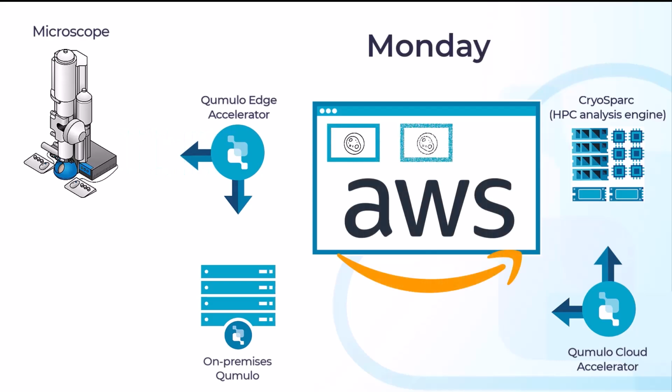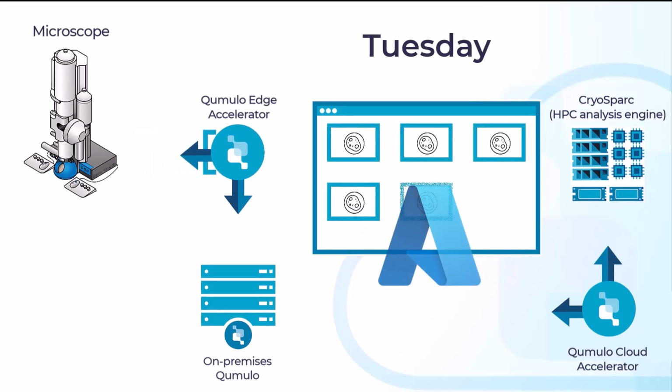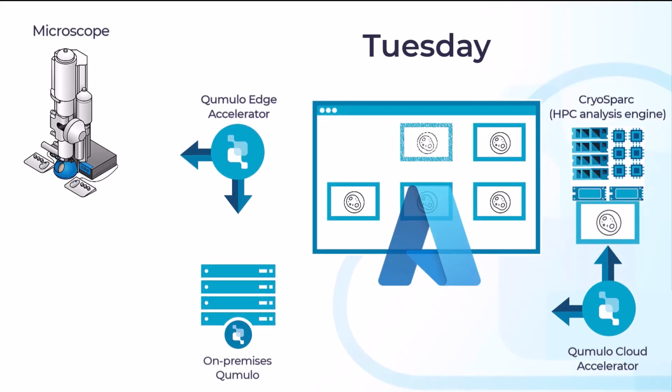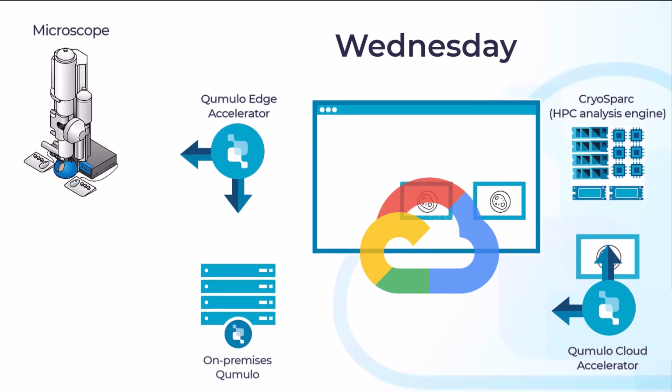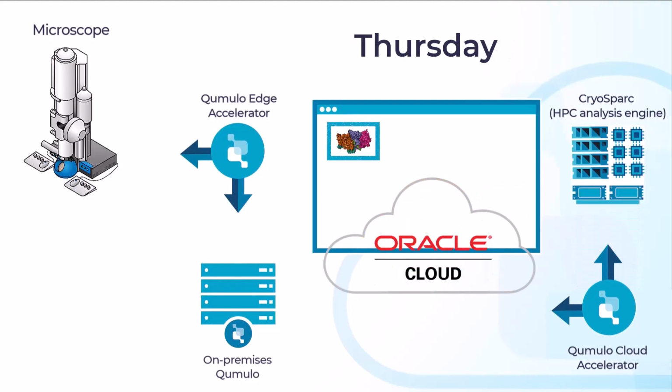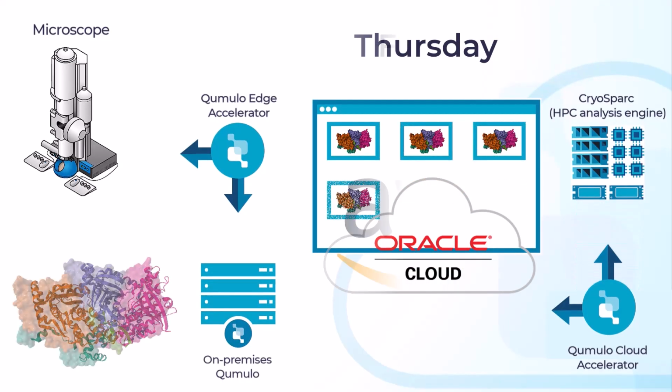And because a cloud accelerator can be fully functional on any public cloud in minutes without having to pre-stage data, your team can adapt in real time to changes in GPU availability across regions and clouds from one day to the next.